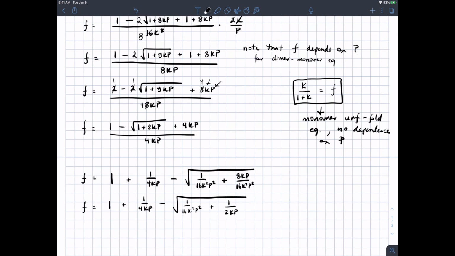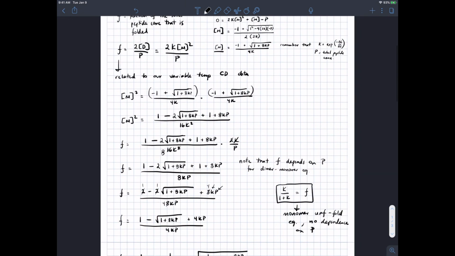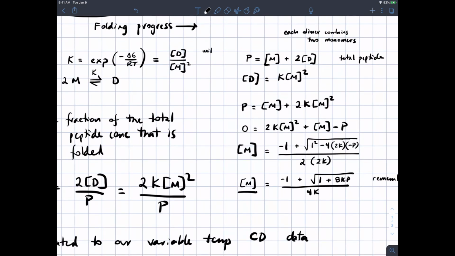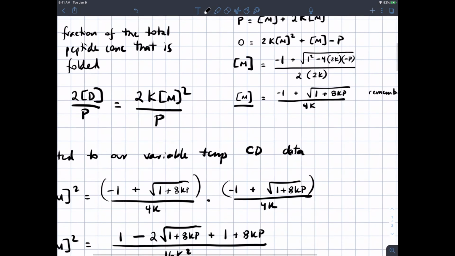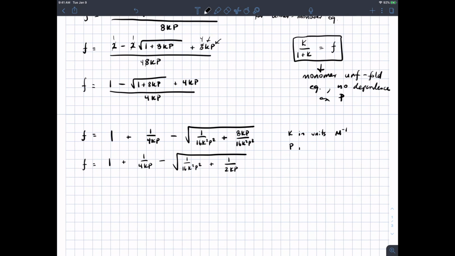And one other thing I will say is that some of you may be concerned about units. Note that the equilibrium constant is going to have units of per molar, whereas total peptide concentration should have units of molar, and therefore the fraction folded is a dimensionless number, because every time you've got a K, you've also got a P, and the units cancel each other out. Checking the units is sometimes a great way to determine whether your math makes sense. And now we're really done.